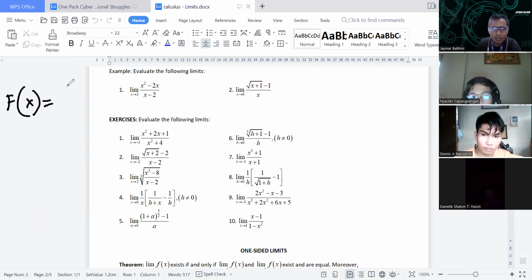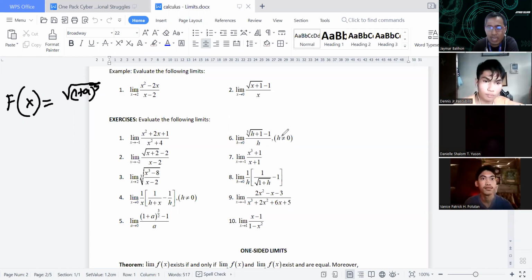I think 1 over 1 plus A, parenthesis, raised to 3 over 2. The exponent can be written as a radical. Good, very good idea. It can be written as the square root of 1 plus A quantity cube. Agree with me? The square root is 1/2, and 1/2 times 3 is 3 halves. Minus 1, all over A.